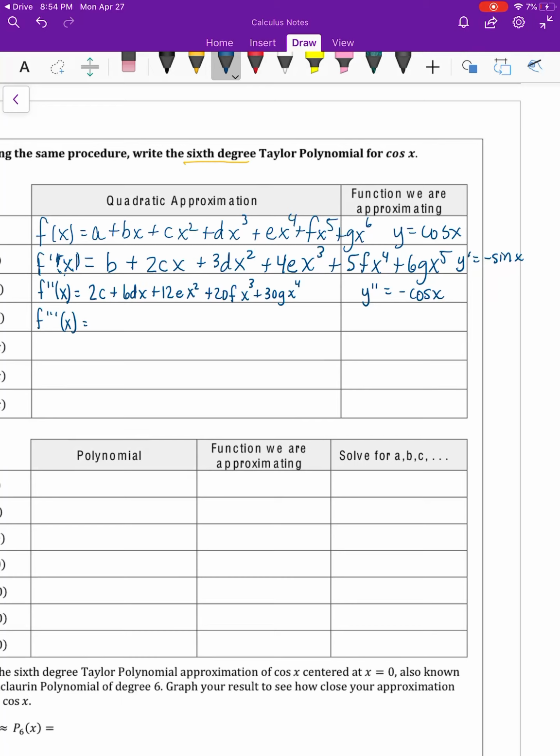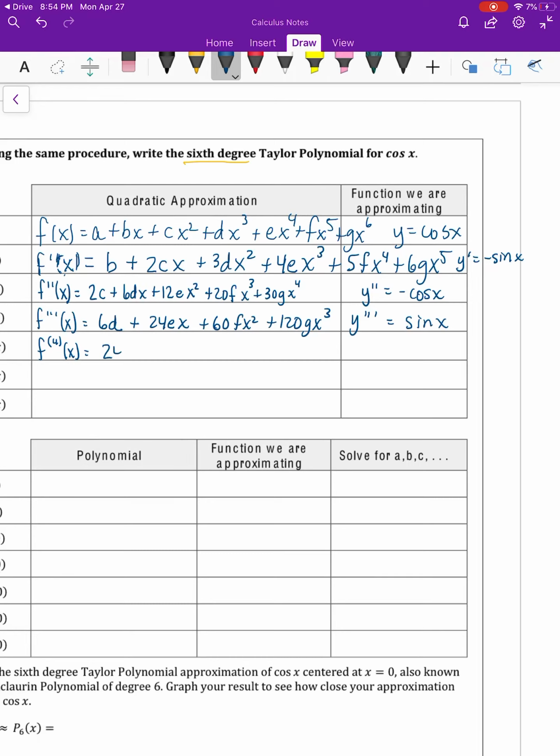Now we find our third derivative. So the derivative of 2c is 0. 6dx is just going to be 6d. Plus this is going to be 24ex plus 60fx squared plus 120gx to the 3rd. And our third derivative is going to be positive sine x.